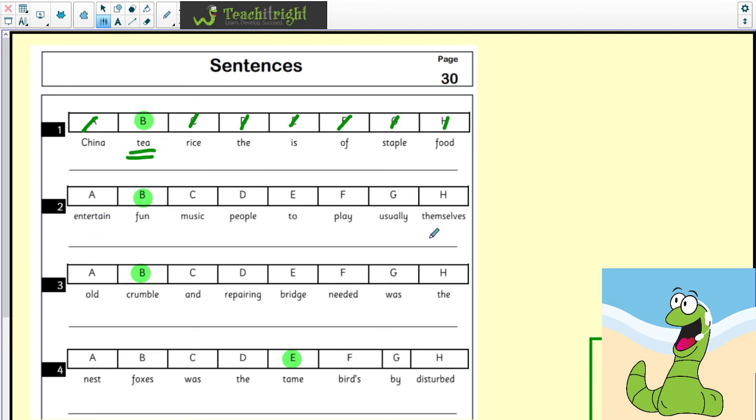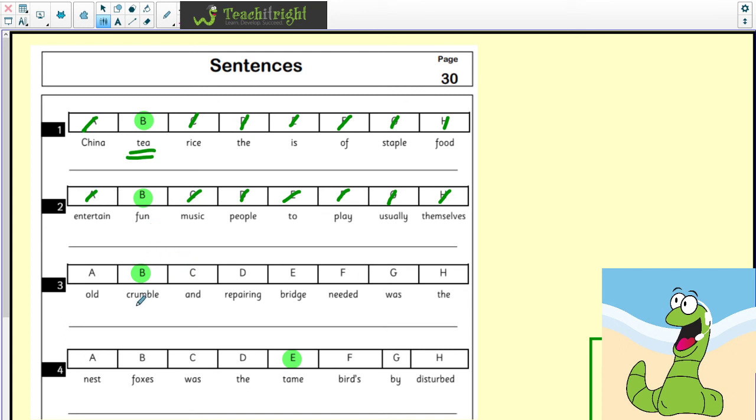We always read it as it's written, so entertain, fun, music, people to play, usually themselves. Doesn't make a lot of sense, but what we can try and work out in our mind is what would make sense if I reordered that sentence. So if we have a little look, we're going to start with usually. Usually what? Usually people play music to entertain themselves. So fun is a superfluous word there.